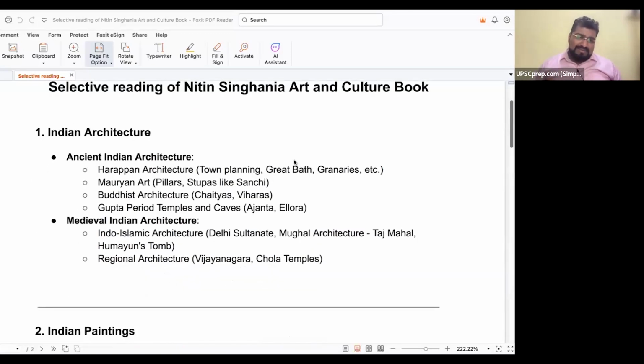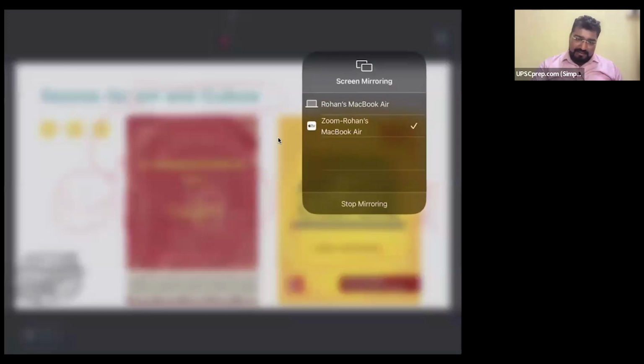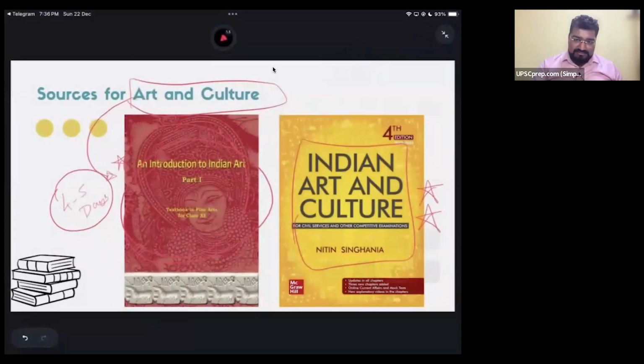So what all is important? Basically, Indian architecture, ancient and medieval: Harappan architecture, Mauryan, Buddhist, Gupta. So you can directly download it and watch it. Now let me share the screen again, just a second. Yes, this PDF will be given to you, need not worry. I will be uploading it in the Telegram group, in our Telegram channel. All these PDFs will be added. Okay, fine.